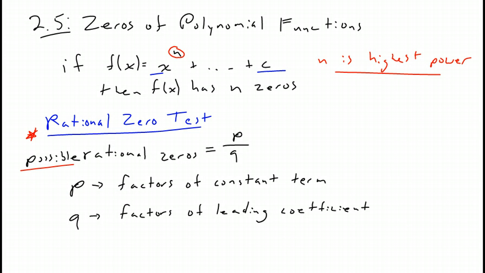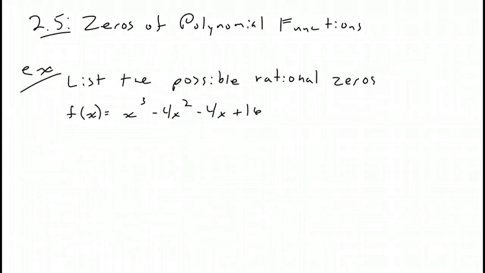For an example like this, all it's asking us to do is list the possible rational zeros, the things that we could have. So don't forget this is p over q, where p is the factors of the constant term and q is the factors of the leading coefficient, which is just a 1 in this case. X cubed is my highest power, so I know I'll have 3 zeros when I work this out. But all I'm really trying to do is list the possible rational zeros.